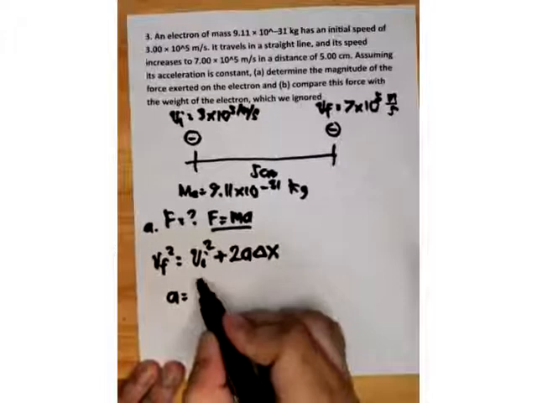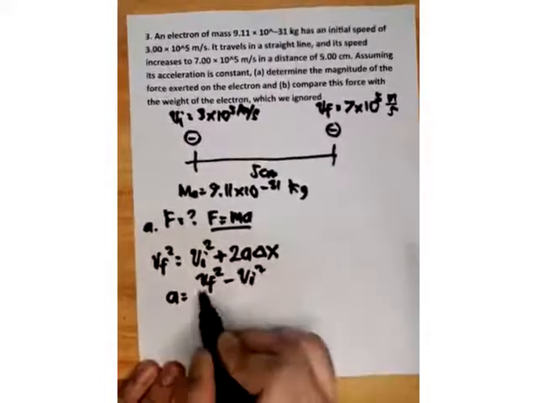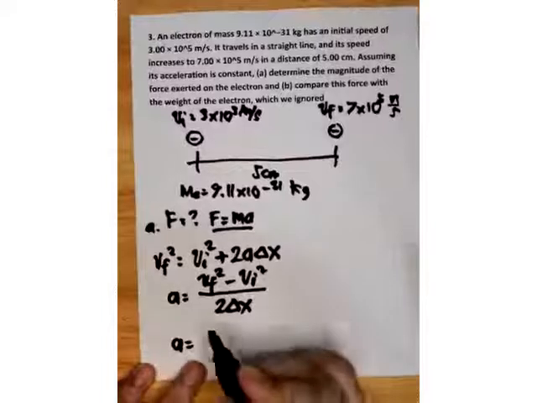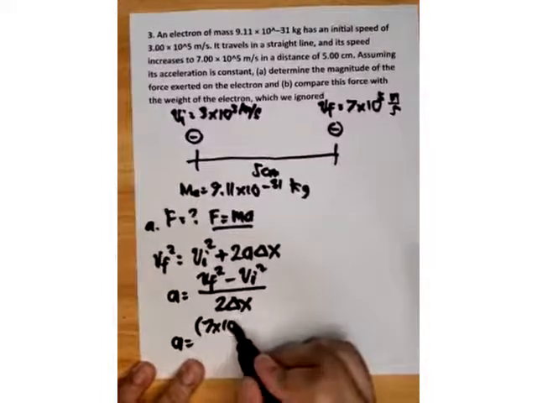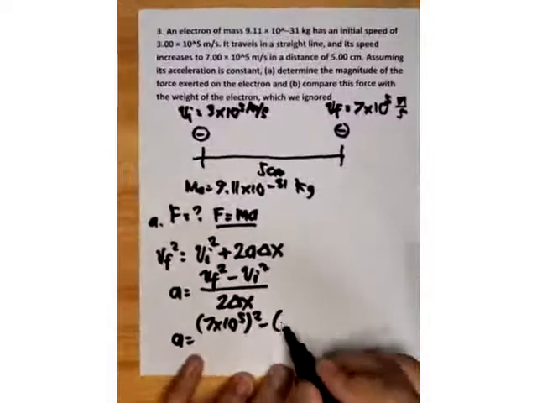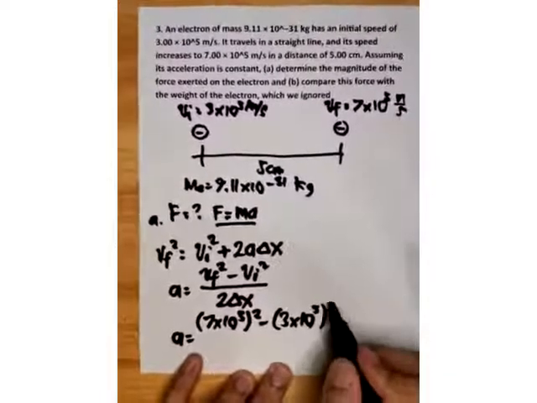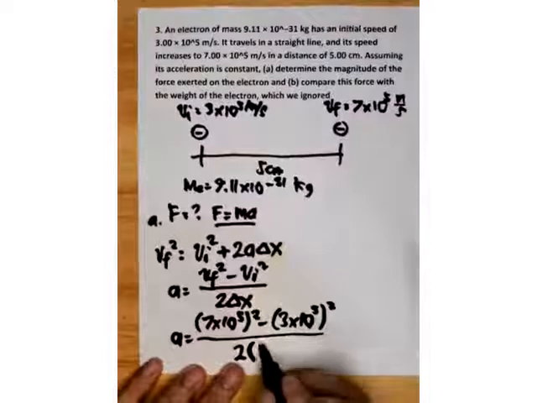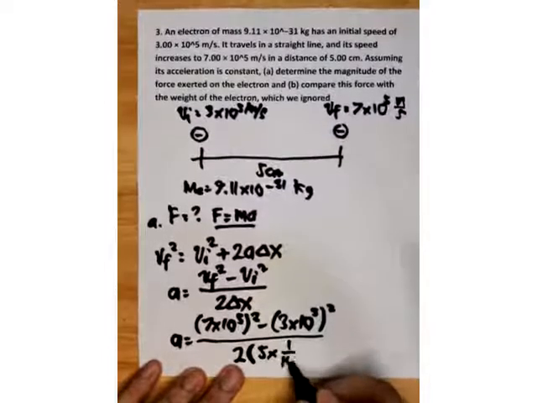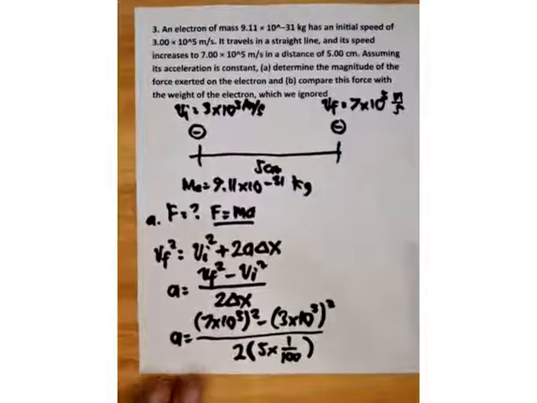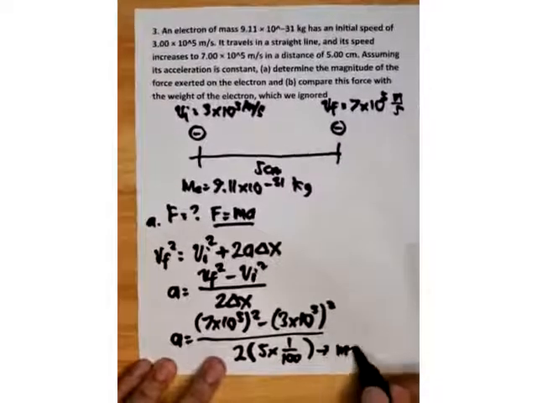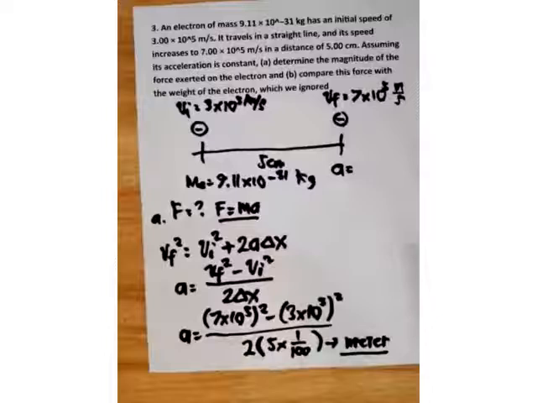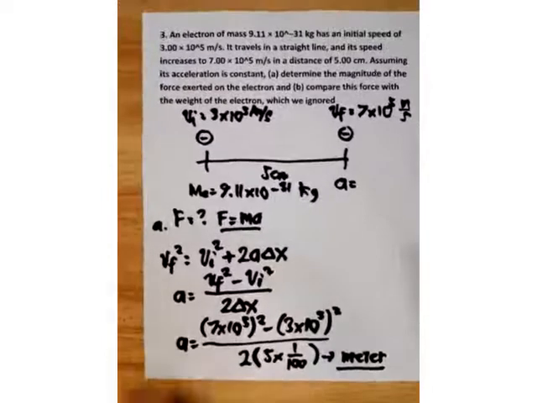So ang a natin ay V final squared minus V initial squared over 2 delta x. So acceleration is equal to 7 times 10 raised to 5 squared minus 3 times 10 raised to 5 squared, all over 2 times 5 centimeters. This is in centimeters, so it should be in meters: 5 times 1 over 100. Okay, this should be in meter, not in cm. So what's the acceleration? Can you compute?